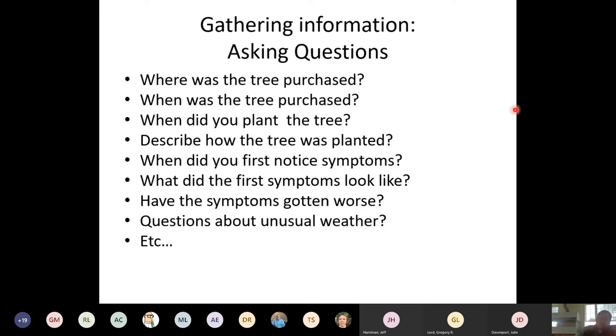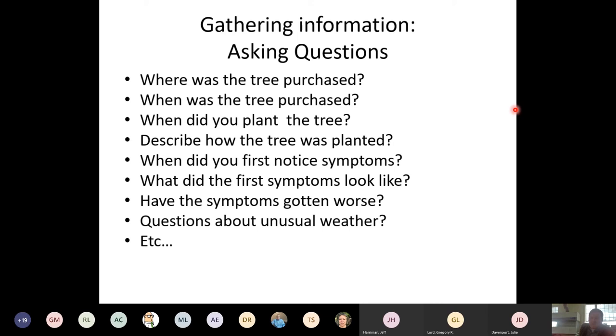I'm going to introduce these questions and give you an example from my past of how these questions led to a diagnosis. So where was a tree purchased? This is an important question because people can buy trees far away and bring them to Maine and try to plant them, and then they're surprised that they don't grow properly. In one situation, there was a person who spent their winters in South Carolina. There was a nice sale on fruit trees. They bought a Honeycrisp apple tree and brought it up to Maine, and it didn't survive the first winter. And that can happen for a number of reasons.